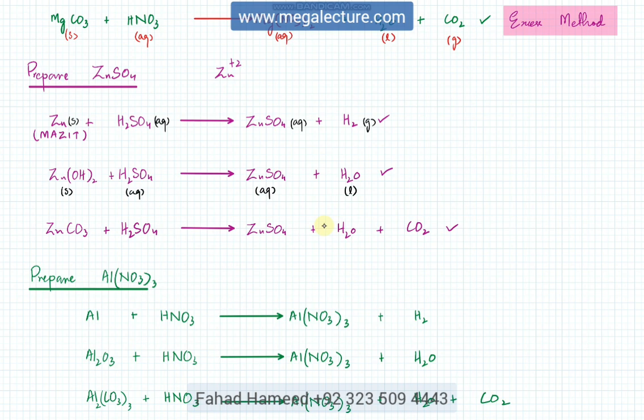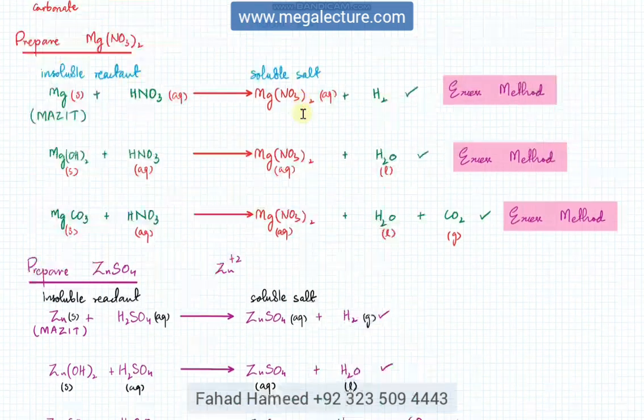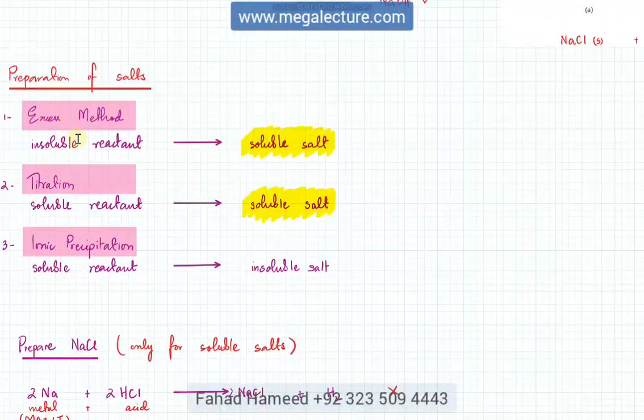Last one, zinc carbonate. All carbonates are insoluble except for group 1, so this is insoluble. It's a solid. Sulfuric acid is aqueous. Zinc sulfate is also aqueous. We've got water, which is a liquid, and carbon dioxide, which is a gas. Now again, if you look at all the reactions that were producing zinc sulfate, you've got an insoluble reactant in all three cases, and that's producing a soluble salt. And when that is the case, the method you're going to use in the lab is going to be the excess method.